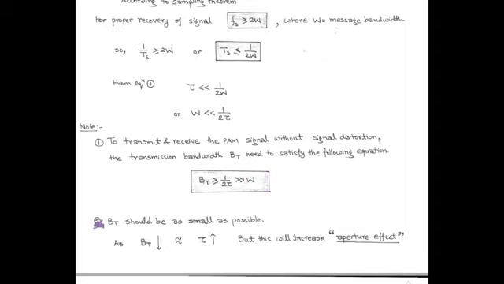Secondly, from the bandwidth conservation point of view, as the transmission bandwidth decreases, the width of each pulse tau increases. But this will introduce an aperture effect, which is undesirable, and this may be corrected using an equalizer at the receiver side.